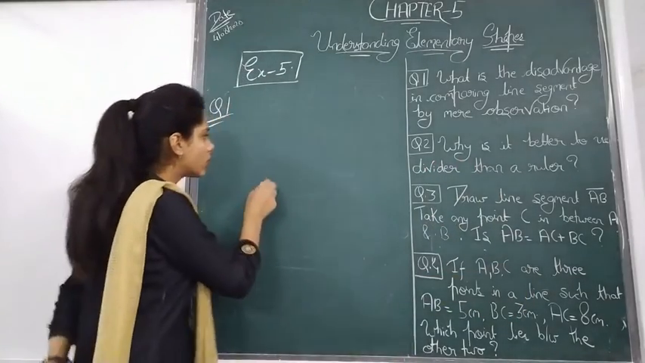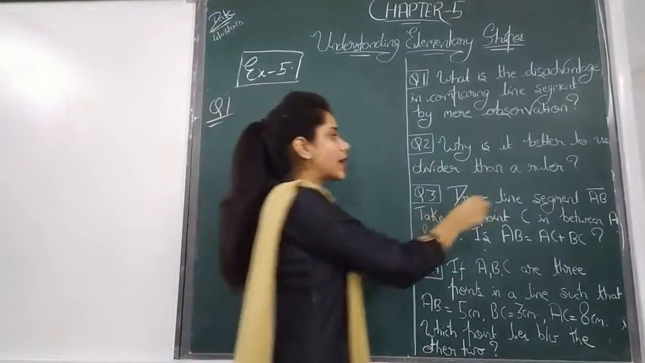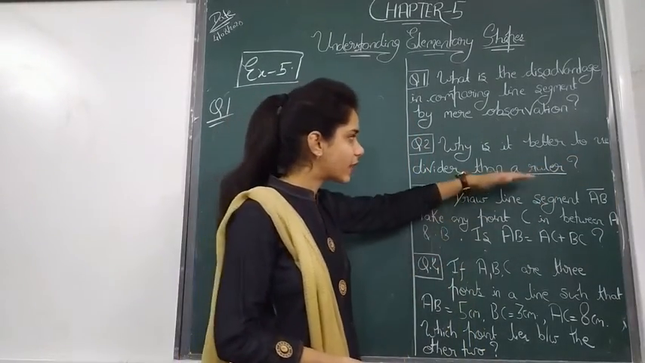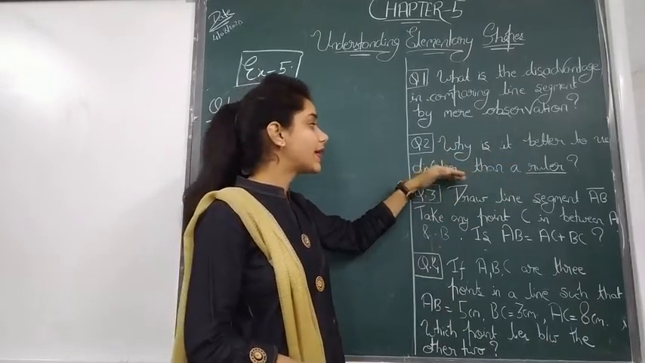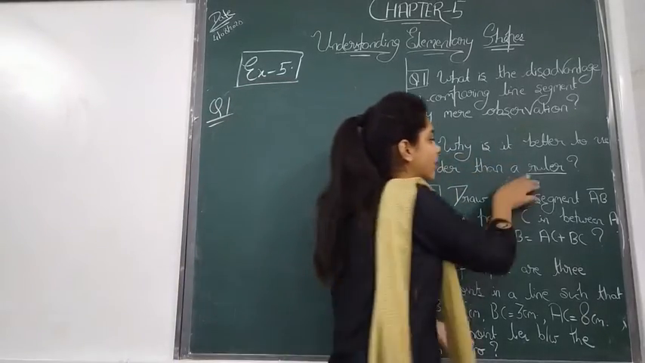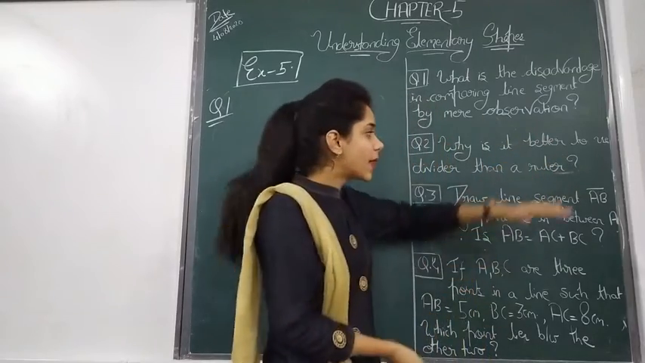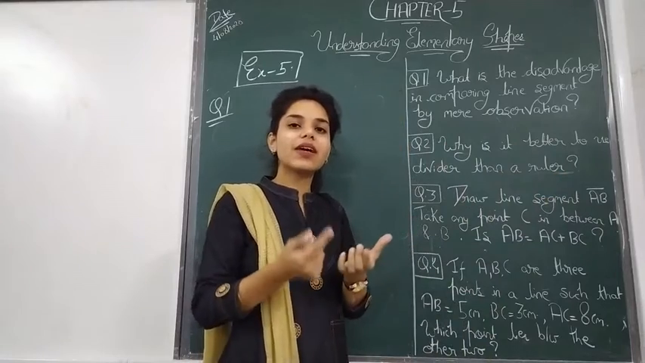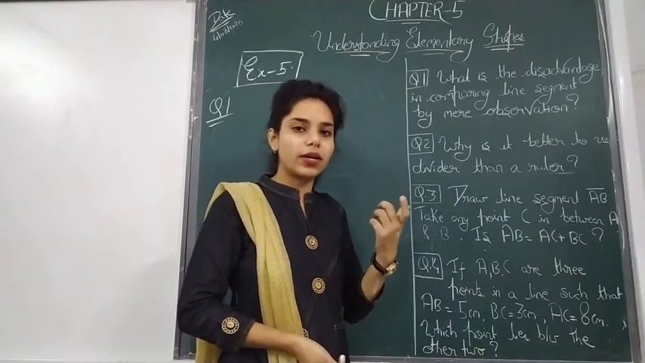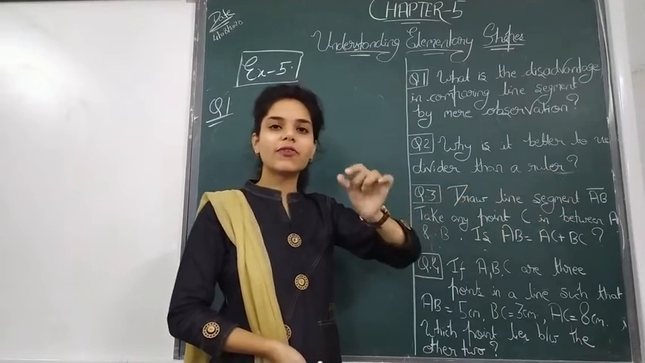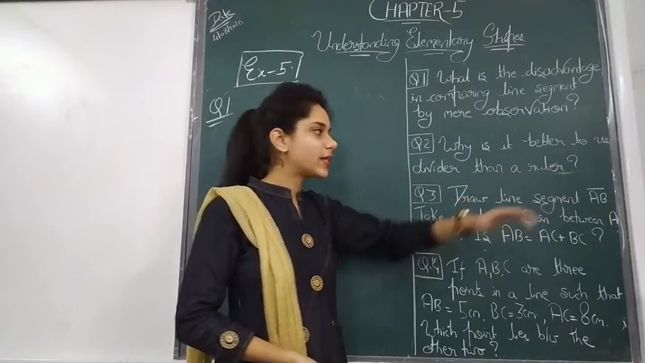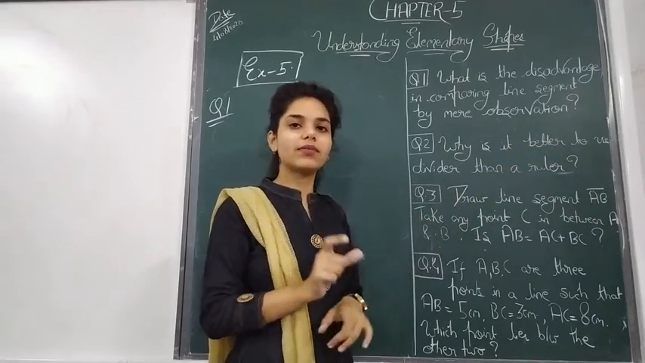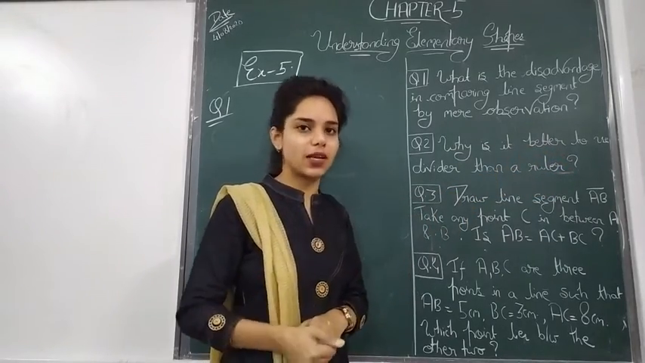Now second: why is it better to use a divider than a ruler? I explained this also. By ruler you can get the accurate result, but by the use of that ruler, sometimes the thickness can give us a non-accurate result. Sometimes thickness means there can be a difference of a point unit while observing or comparing by that ruler while measuring that line segment.